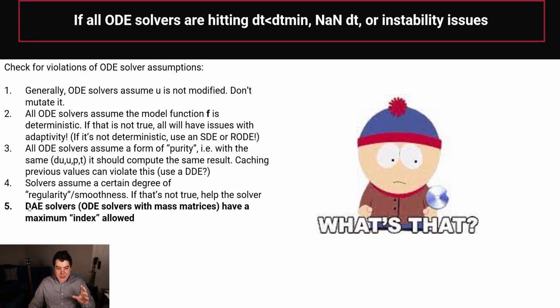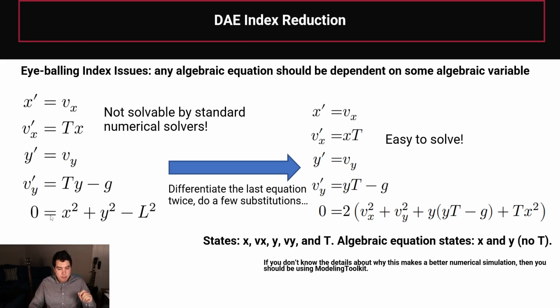The last thing is differential algebraic equation solvers. So when using a mass matrix and stuff, they have a maximum index, or maximum allowed index. And you might just go, what the heck does that even mean? Well, this is only for the DAE case, but it's important to kind of know. So if you're writing down an ODE that also has a constraint equation in there, then it's a differential algebraic equation. And most DAE solvers make the assumption that the DAE is index 1. And a nice way to eyeball whether it's index 1 is that any algebraic equation should be dependent on some algebraic variable.